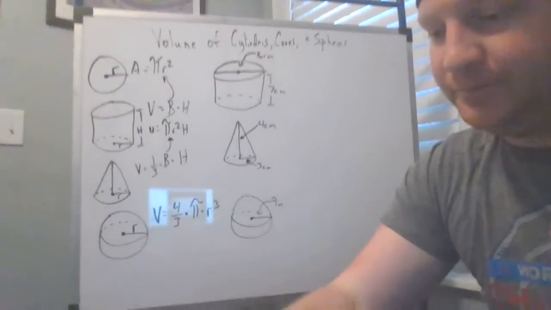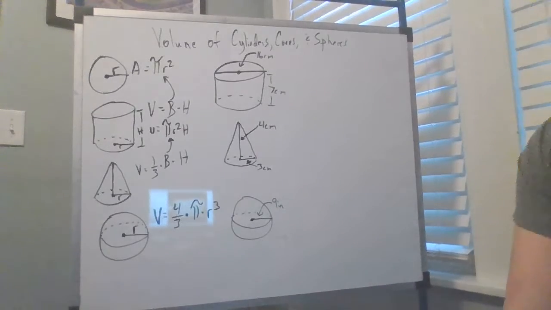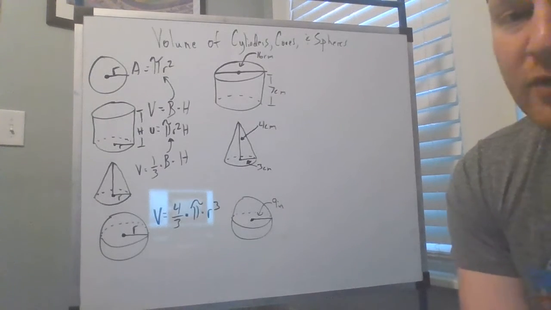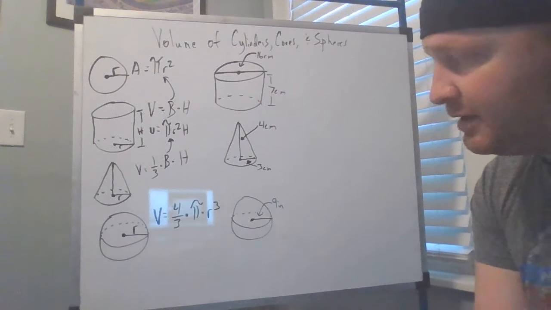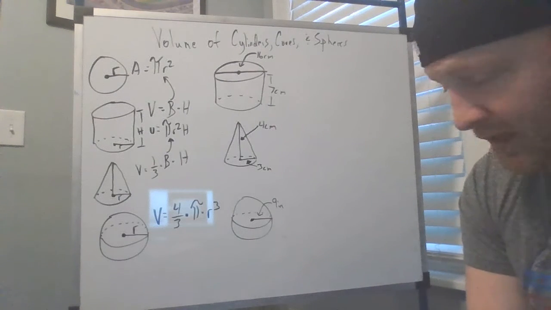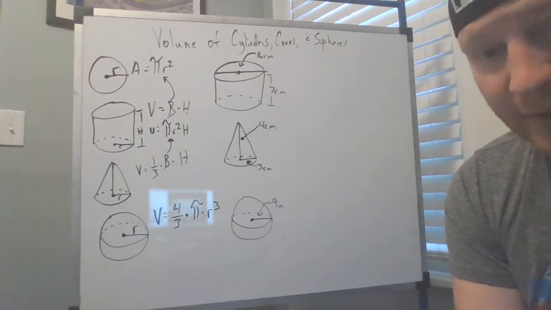All right, so today we are working on the volume of cylinders, cones, and spheres. And we are doing 3 things at once because they all have something in common. They all have a circle, and their formulas for the most part look very similar.